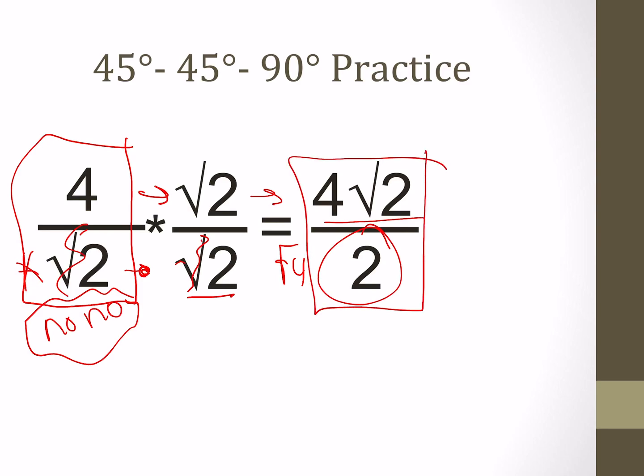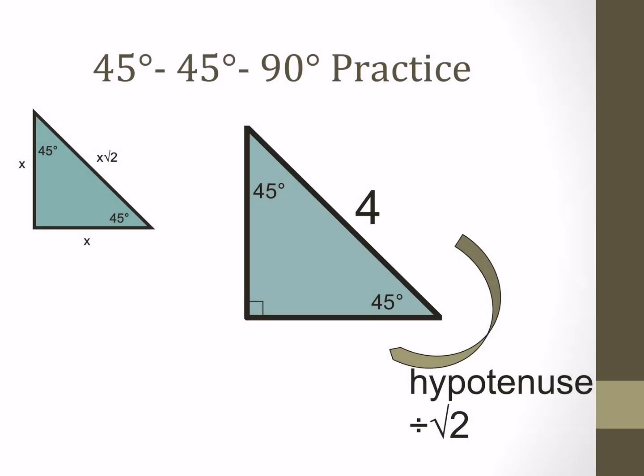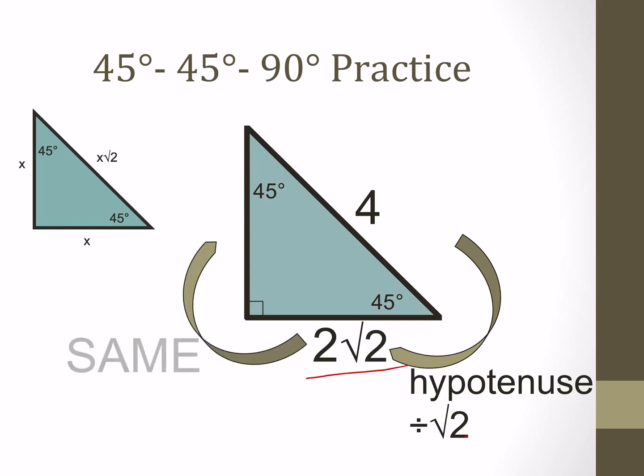Look at the numbers outside your radical. Can 4 be divided by 2? The answer is yes, 2 radical 2. So that is your leg. So 4 divided by radical 2 gives you 2 radical 2. So if that's one leg, what's the other leg got to be? Got an x, so the other one has to be the same, 2 radical 2.